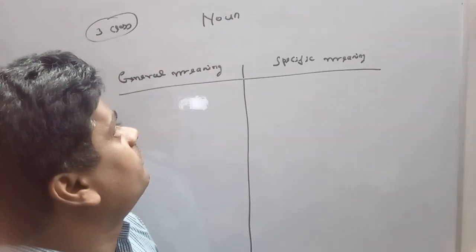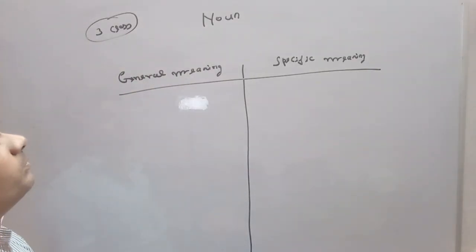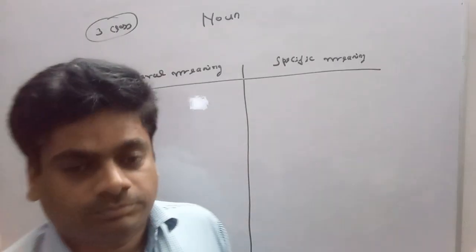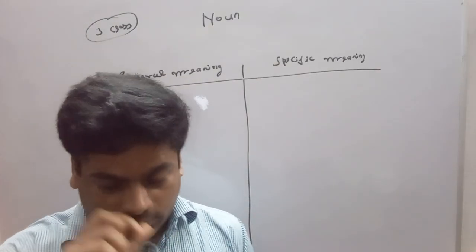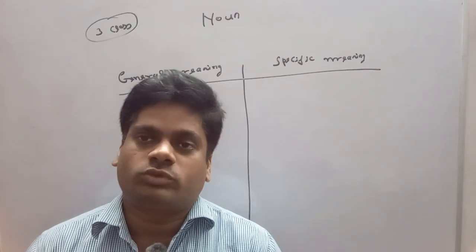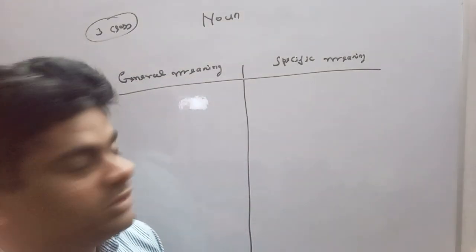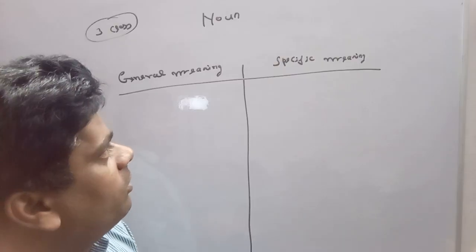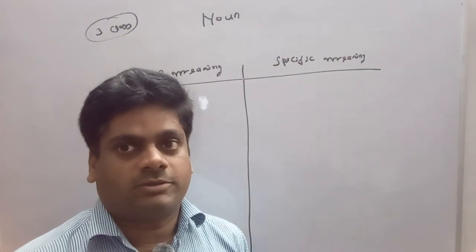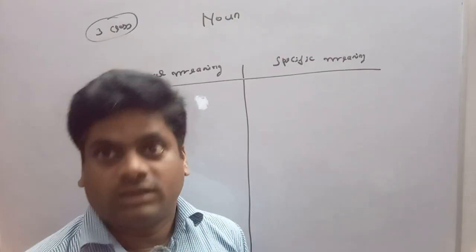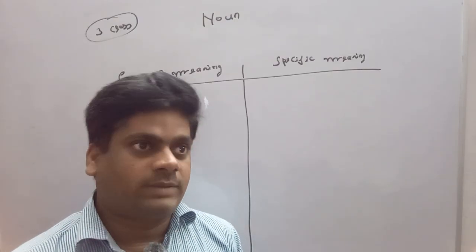In this class, we would like to discuss the meanings which are supposed to be given by a noun in a sentence. A noun is supposed to give two types of meaning. First is common meaning or general meaning, and another is a specific meaning. Any noun in a sentence is supposed to give two types of meaning.